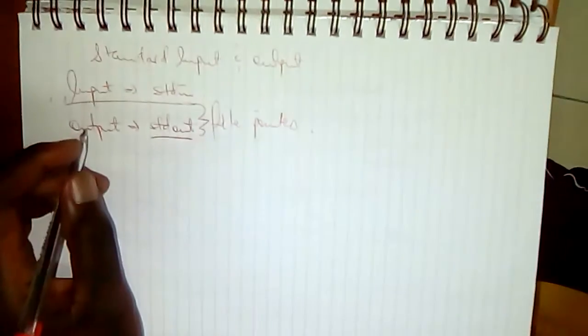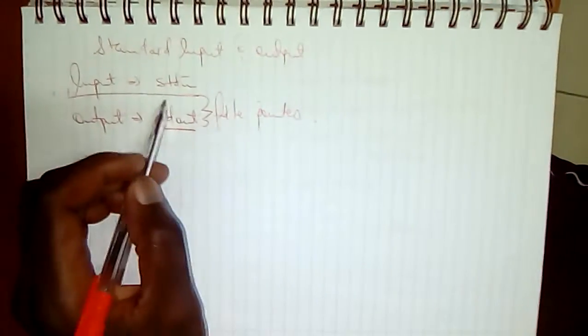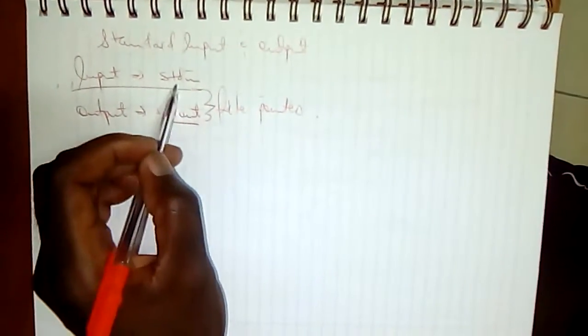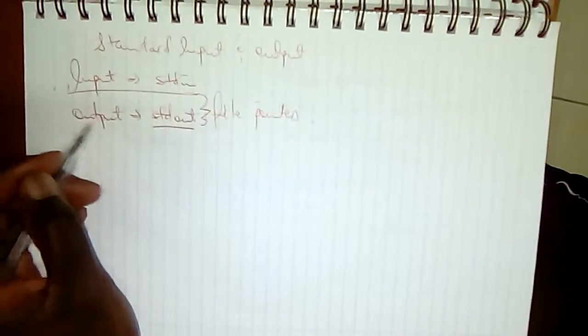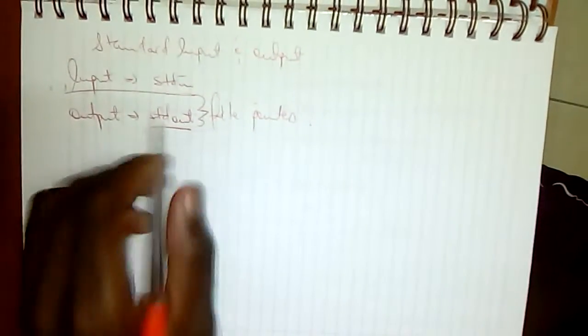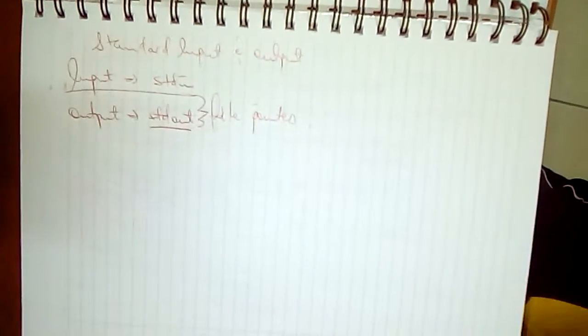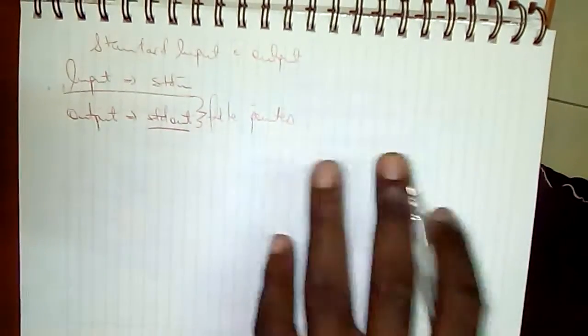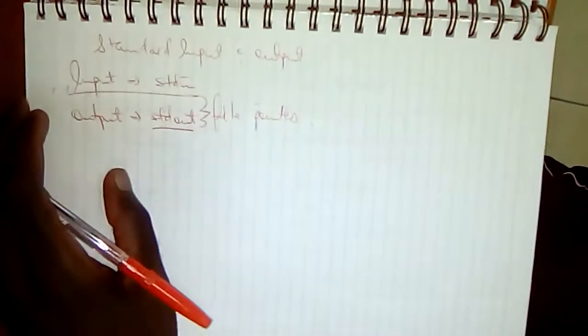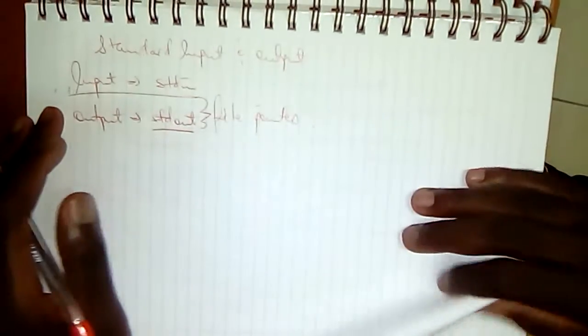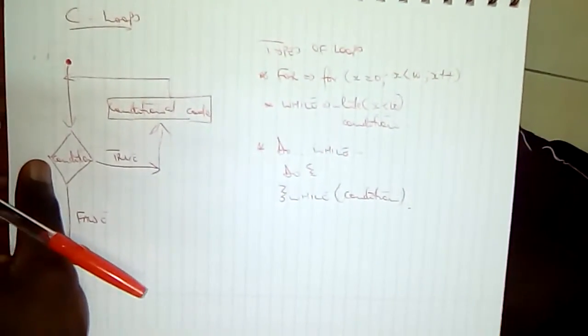Then we have standard input and standard output. Standard input is represented by the file pointer stdin, and the output is represented by stdout as the file pointers. The standard input is the way information is fed into the computer, and the output is the display that is given to the user of the program, the final result. Moving on, we go to the C loops.